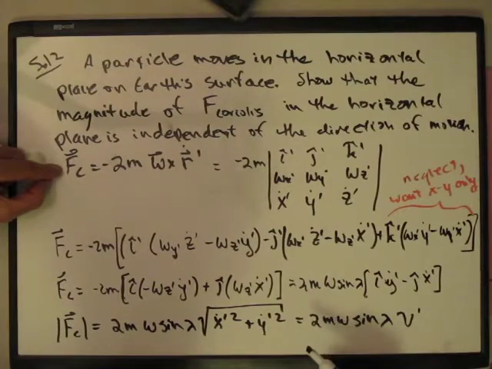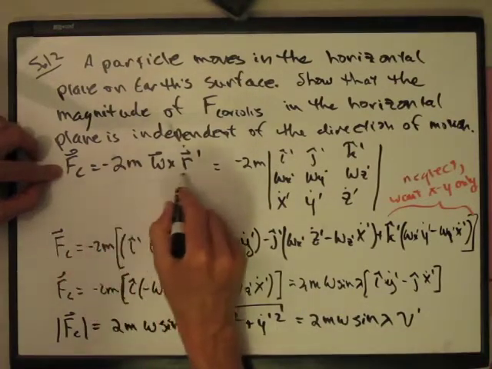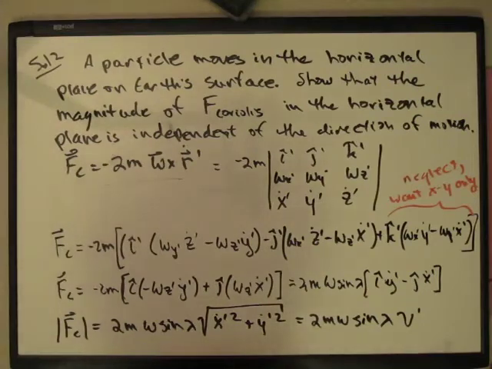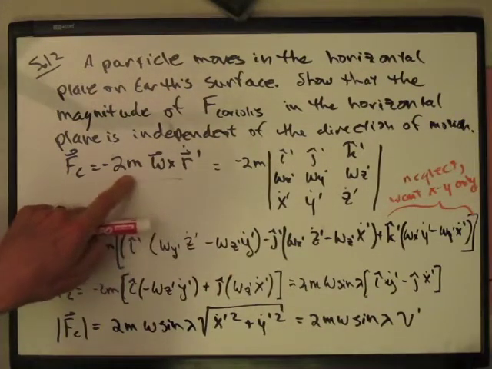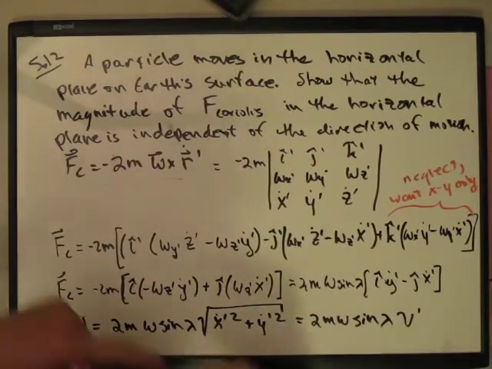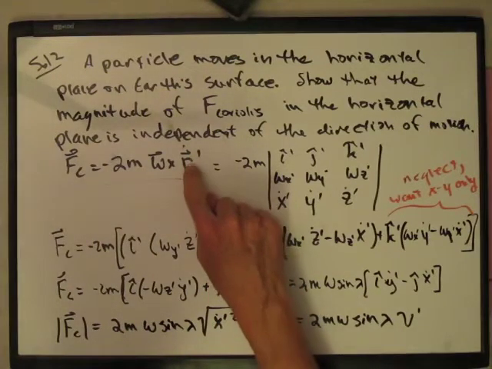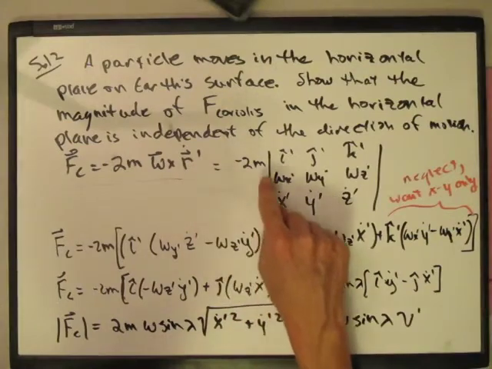And so we just start out with the definition of the Coriolis force. It's always good to do. Maybe I'll change colors here, right? So that's the definition of the Coriolis force. It's 2m omega cross v, right? Where v is just the first derivative of its position in the prime frame.